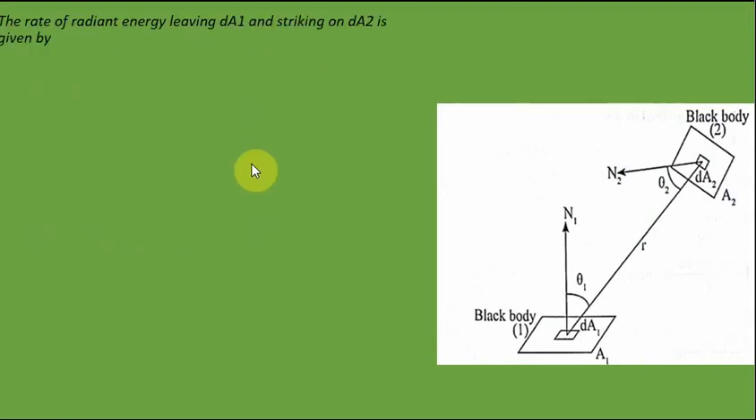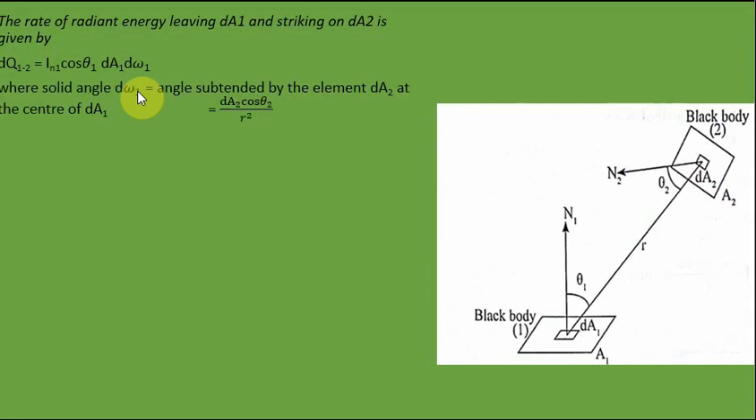Now the rate of energy leaving dA1 and striking dA2 is given by IN1 cos theta 1 dA1 into d omega 1. This is the solid angle through which it is emitting and striking dA2. So d omega 1, the solid angle, is the angle subtended by the element dA2 at the center of dA1, which can be written as dA2 cos theta 2 by r squared.